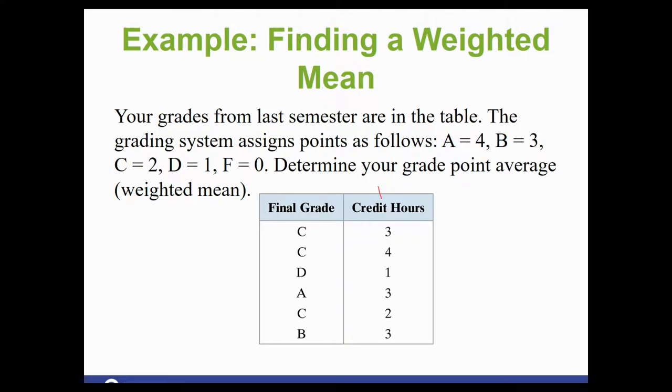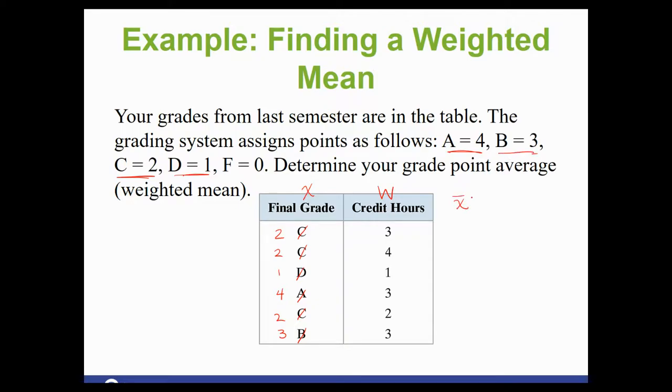So credit hours are your weights. Your final grade is your X's. But we need those in numbers, not letters. So right next to each one, I'm going to change it into a number. So C, they said, was 2. D is 1. A is 4. And B is 3.